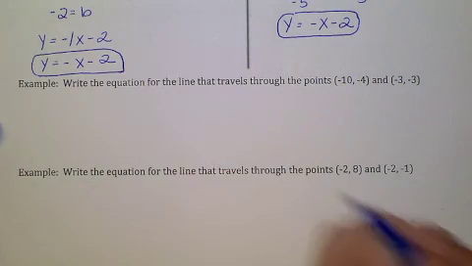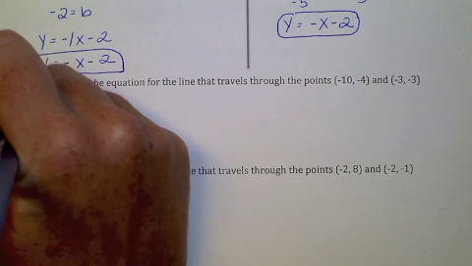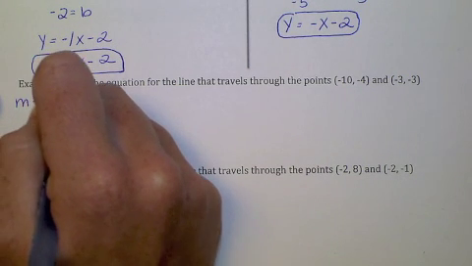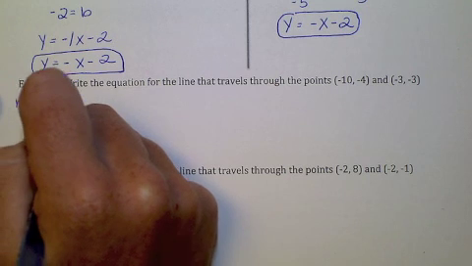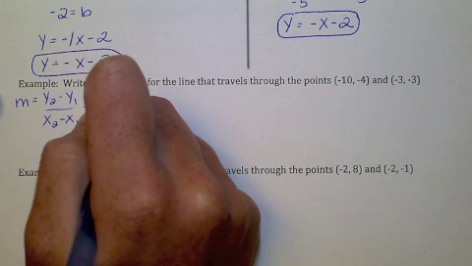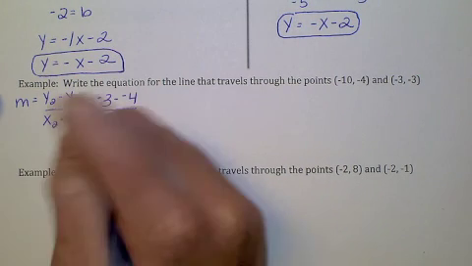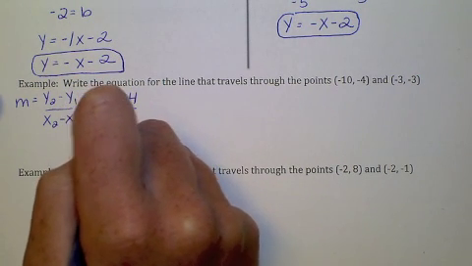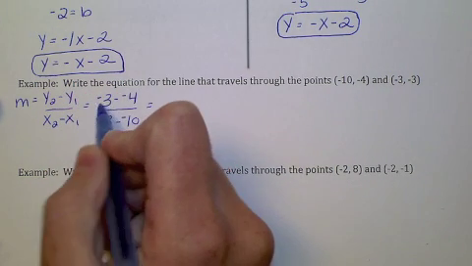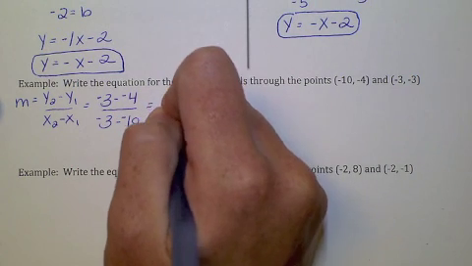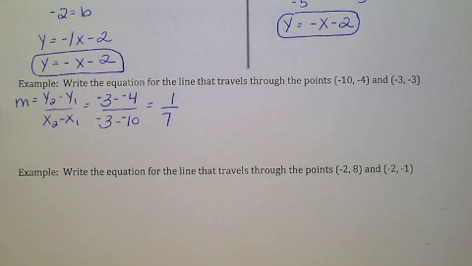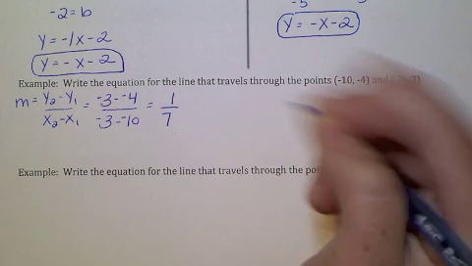Okay, so the first thing I always need to do is find the slope of the line. So m equals y2 minus y1 over x2 minus x1. And that's going to be, let's see, negative 3 minus a negative 4 over negative 3 minus a negative 10. Lots of negatives going on here. This is going to end up being negative 3 plus 4, which is 1. And this is going to be negative 3 plus 10, which is 7.